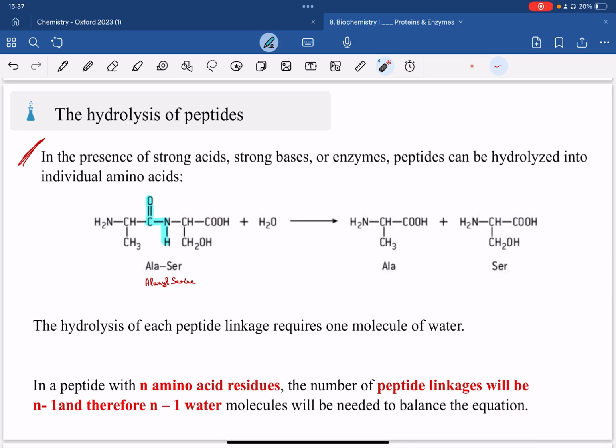Hydrolysis is the opposite of condensation. In hydrolysis, water is added, which breaks the peptide and creates the amino acids. Again, remember this, the number of peptide linkages will be N minus one, therefore N minus one water molecules. It's always peptide bonds and water will always be N minus one.